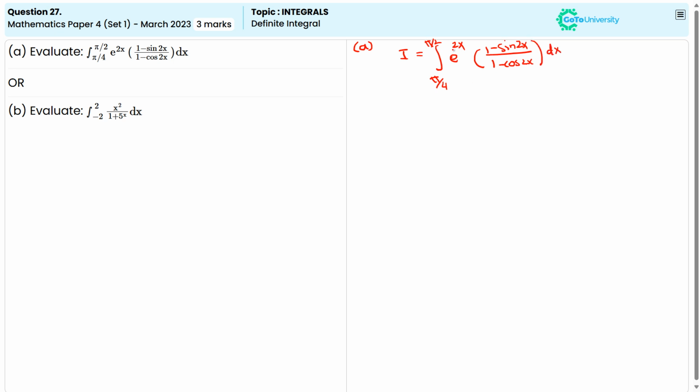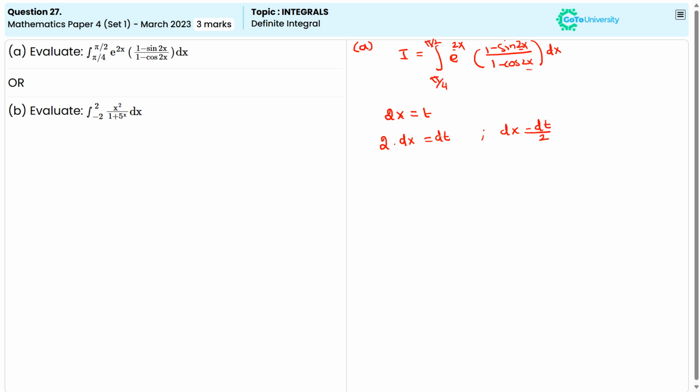See, here we have e power 2x and again sine 2x, cos 2x. So now we are going to take 2x equal to some variable. Here we'll take 2x equal to t. So if you differentiate on both sides, we get 2 into dx, which is equal to dt, and the value of dx equal to dt by 2.